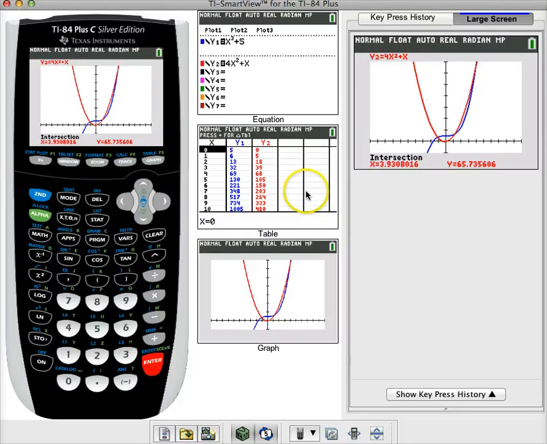Those are the x values where these two functions intersect, and that's how we find zeros solving polynomial equations using the graphing calculator.